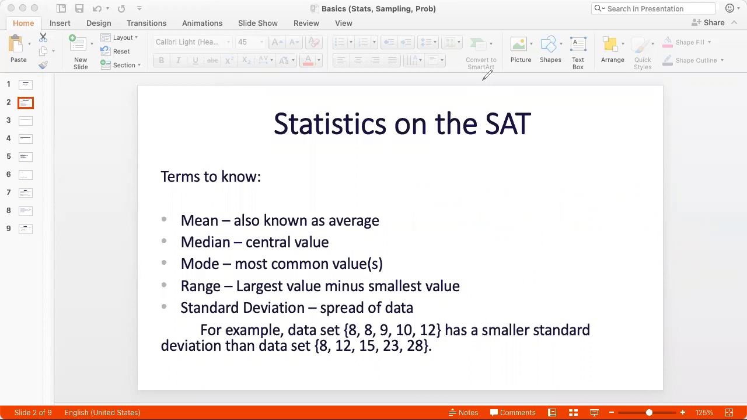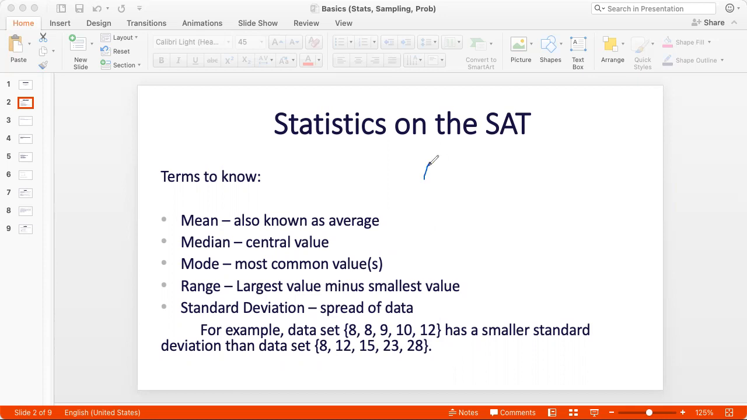And on the SAT, you would need to compare standard deviations of two data sets. For example, let's say I have a data set made up of 8, 8, 9, 10, and 12, and another data set made up of 8, 12, 15, 23, and 28. So what standard deviation captures is how far data values are spread from the mean, right?